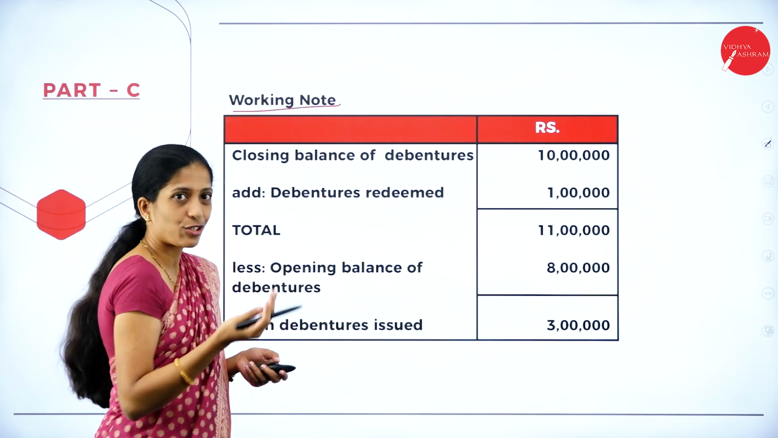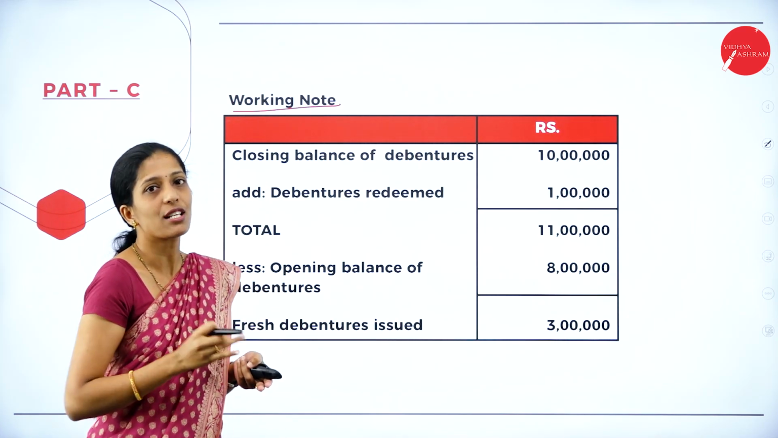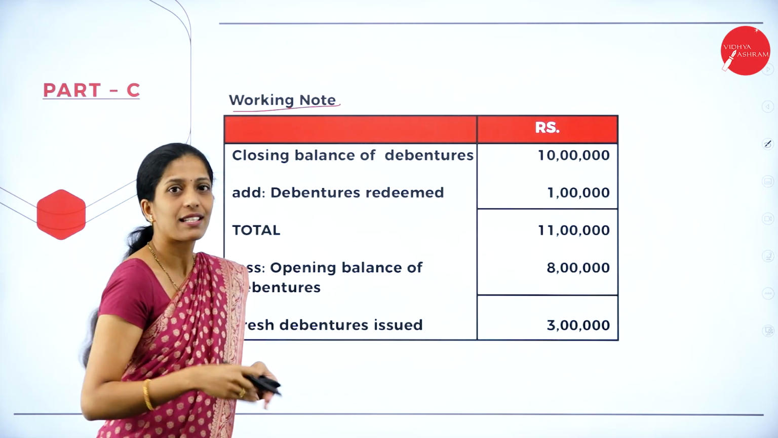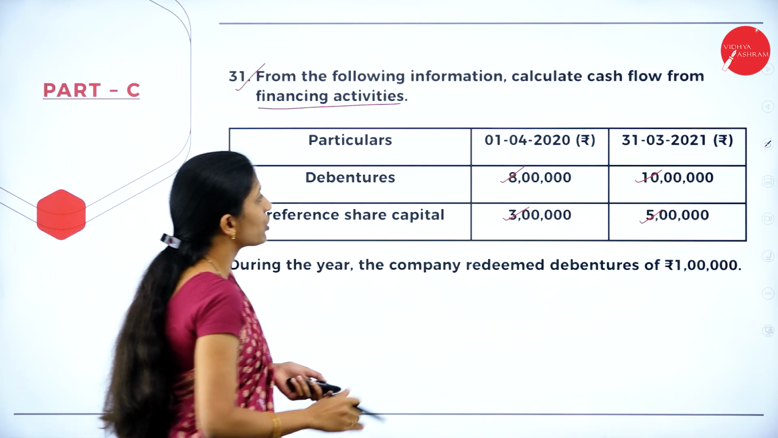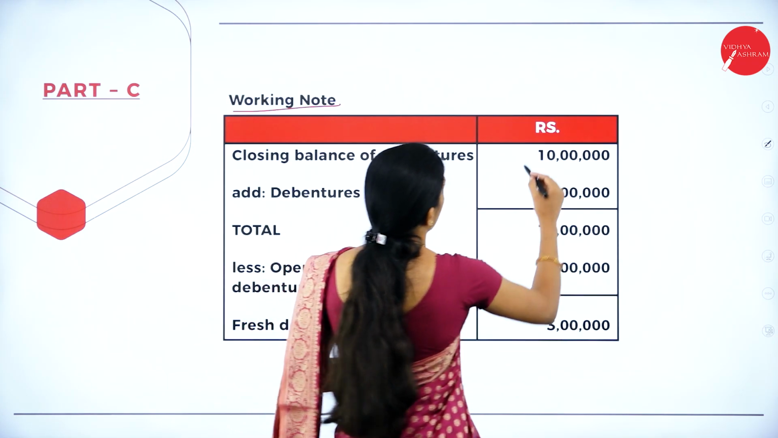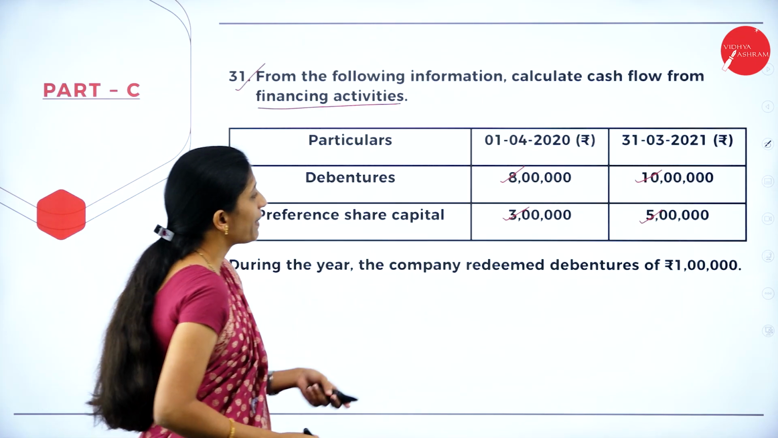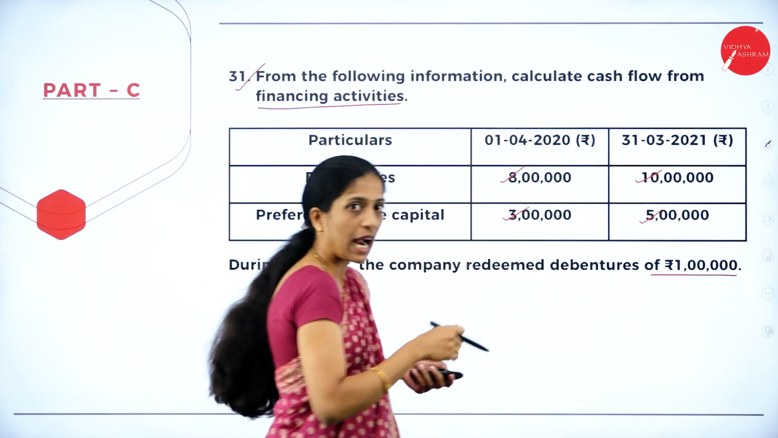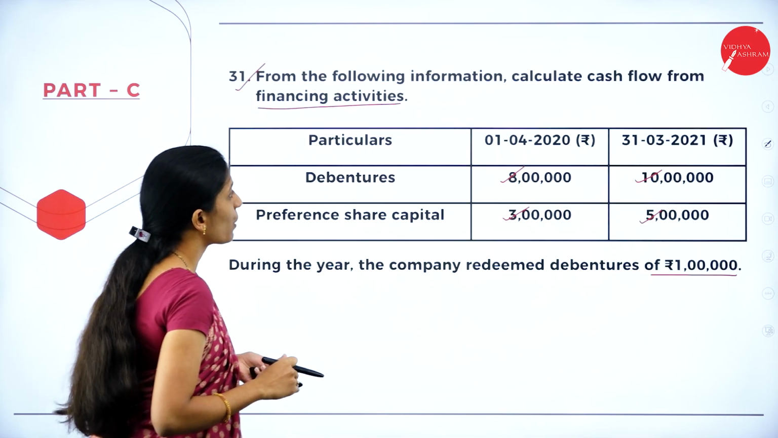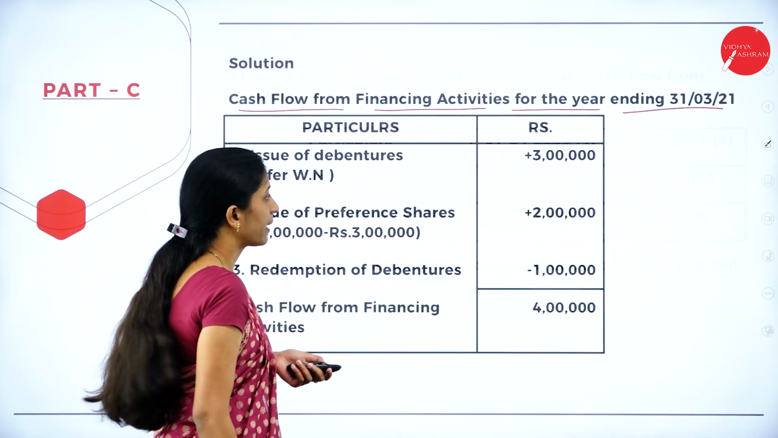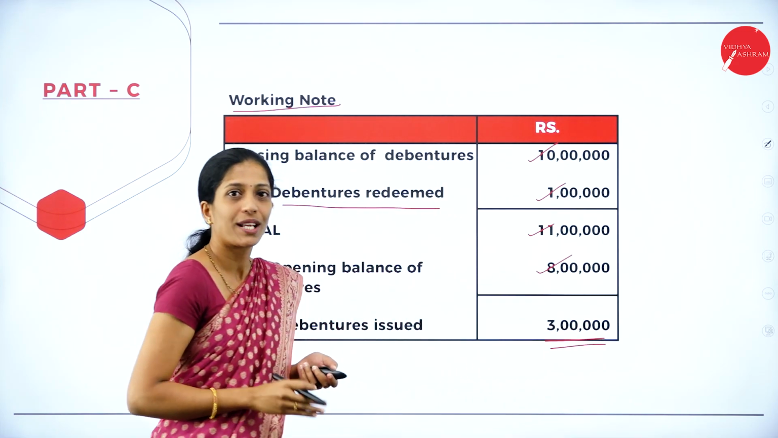Working note for issue of debentures. First take the closing balance, add redemption, minus opening balance. Then you will get the fresh debentures which have been issued. Now what is the closing balance of debentures? That is 10 lakh. Add debentures redeemed, which was 1 lakh. So add that, you will get 11 lakh, minus opening balance. What was the opening balance? That is 8 lakh. So fresh debentures issued is 3 lakh.